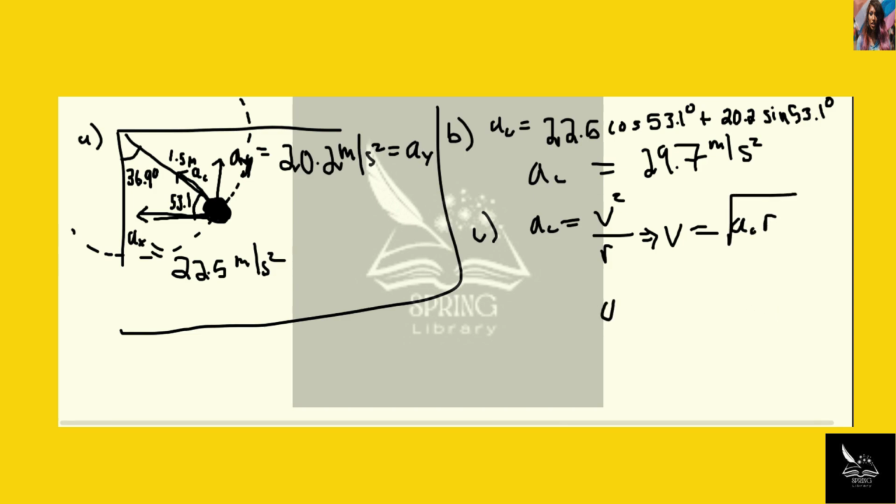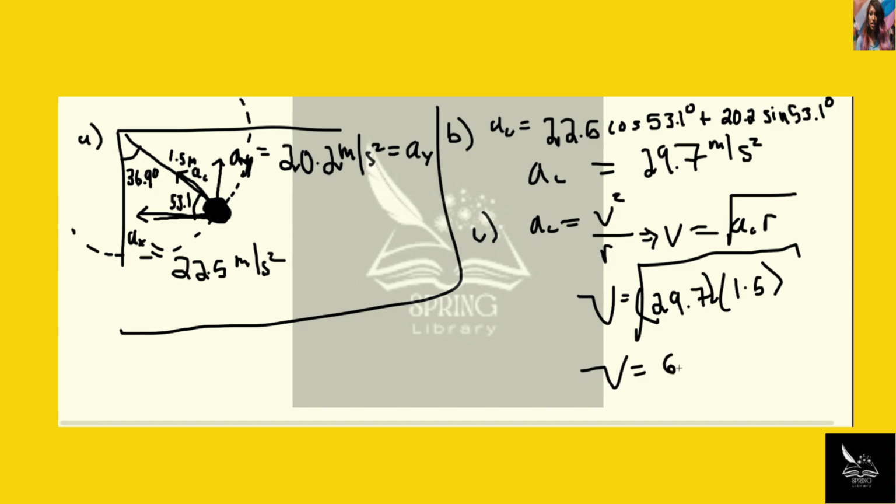So our v will be equal to the square root of 29.7 times the 1.5 for that radius. And don't forget your root. And then once you go ahead and crunch out that root, we're looking at 6.67 as the velocity. 6.67 meters per second.